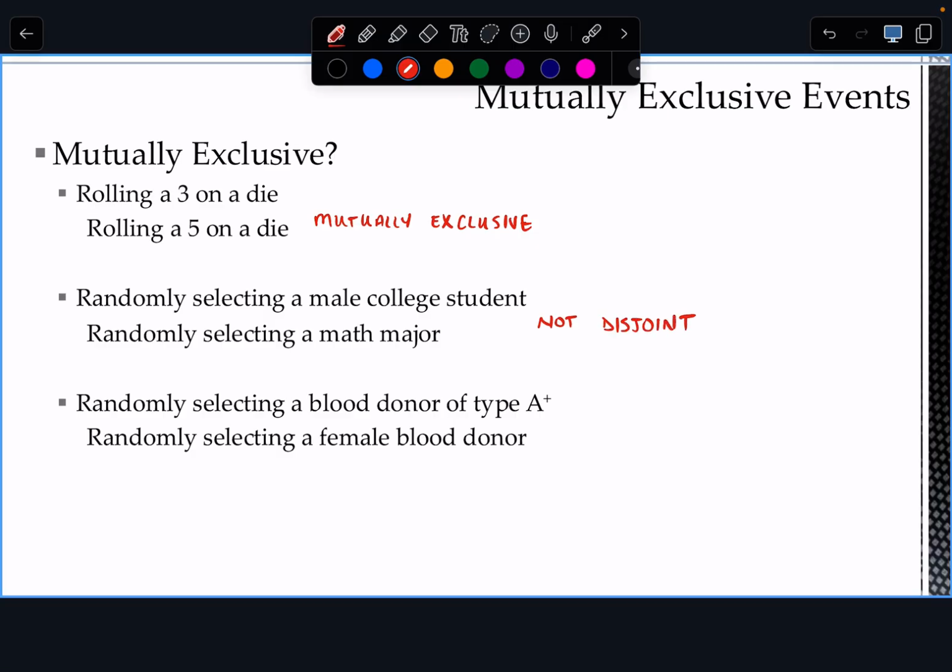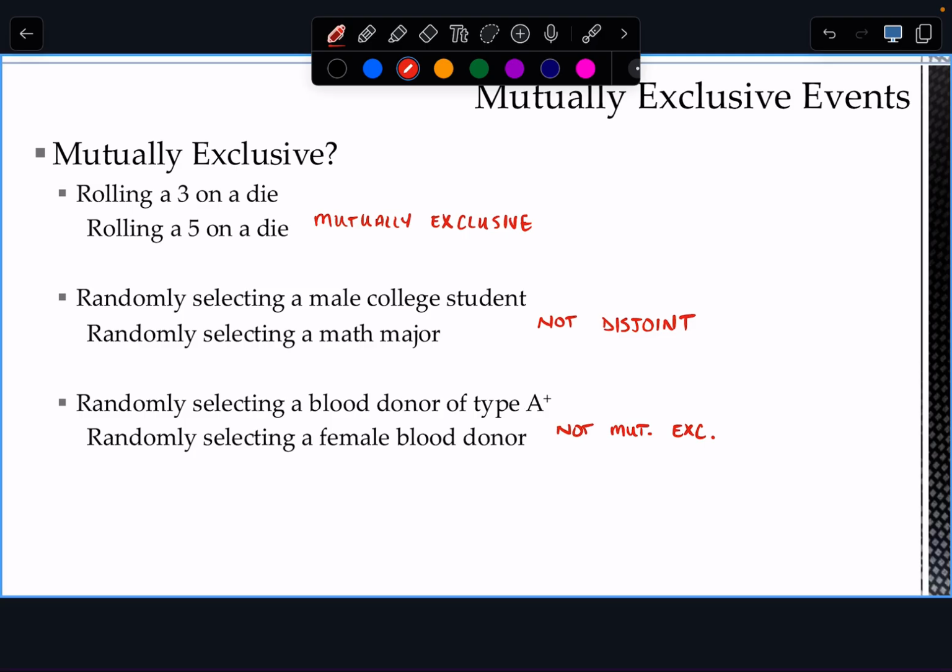What about the last one? Female blood donor, type A positive, female blood donor. Not going to be disjoint. So not mutually exclusive, because I could get a female blood donor who is type A positive.